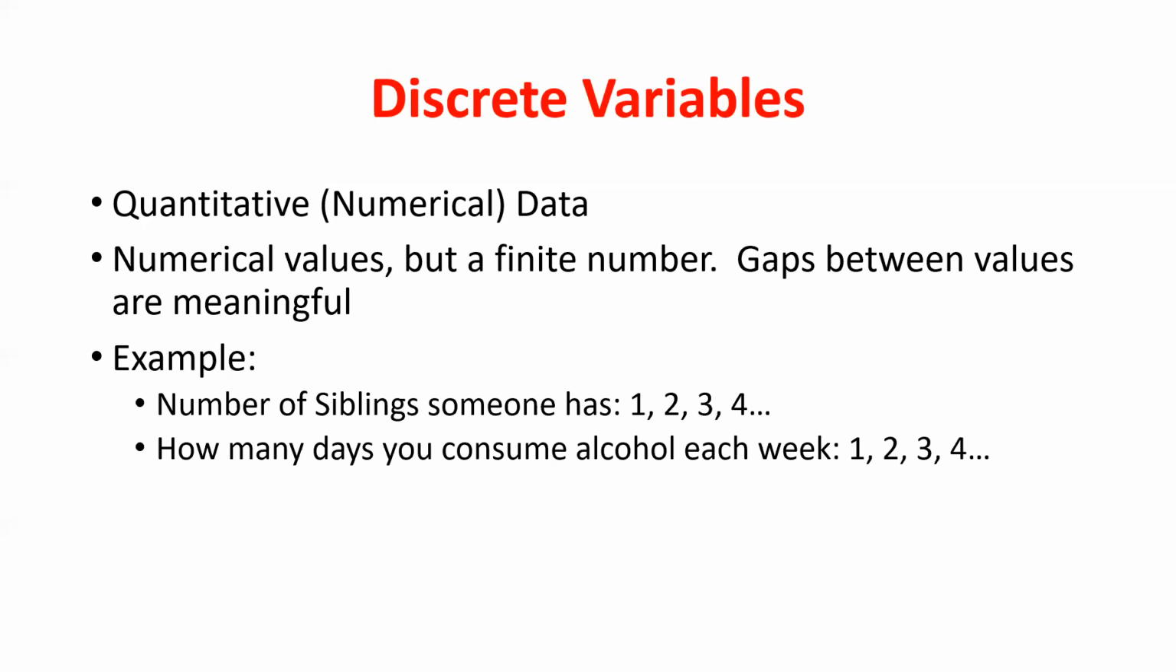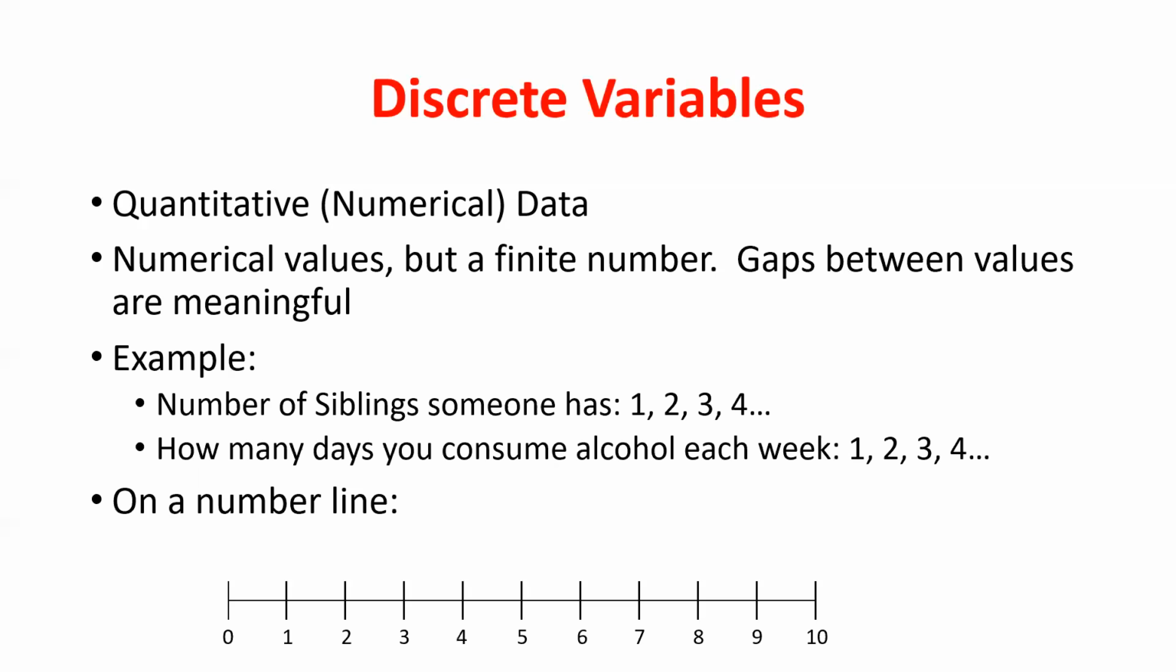If I ask you the number of days you do something a week, let's say you had a drink today. Well, you've drunk 1 day out of the week so far, right? You can't drink 1.5 days. Once you do it on that day, it now counts as that whole day. So you might only see integer responses to a question like that.